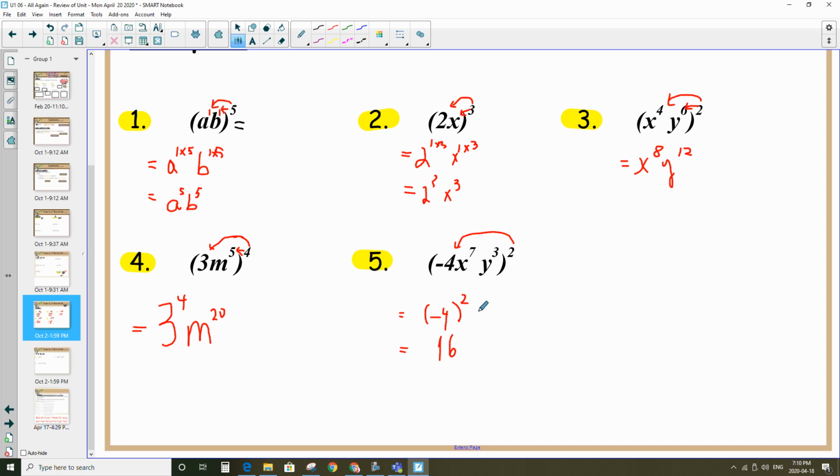And then the exponent on the x will be 7 times 2, which is 14. And then the y is going to be 3 times 2, which is 6. So our final answer is 16, x to the 14, y to the 6.